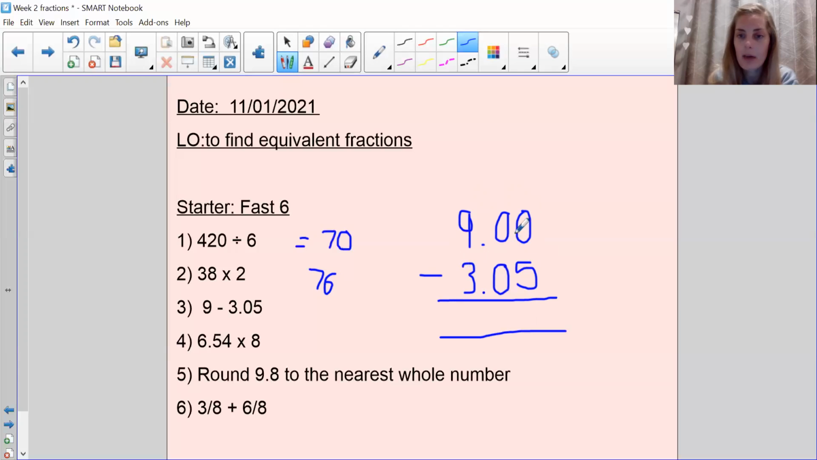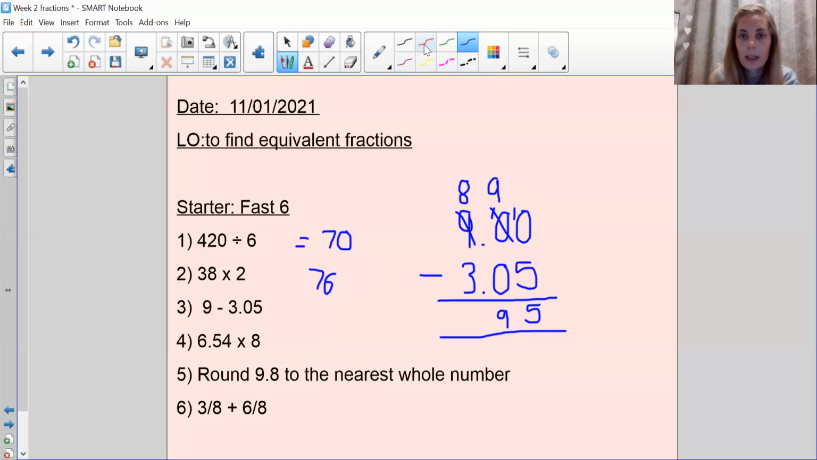Right, 0 minus 5 I can't do, so I'll need to go next door. Still nothing, so I need to go all the way to the 9. I take away 1. I leave it with 8, carry the 1 over. That becomes 10. However, I still need to regroup the number at the end. I'm taking away another 1, so it becomes 9. 10 minus 5 is 5. 9 minus nothing is 9.